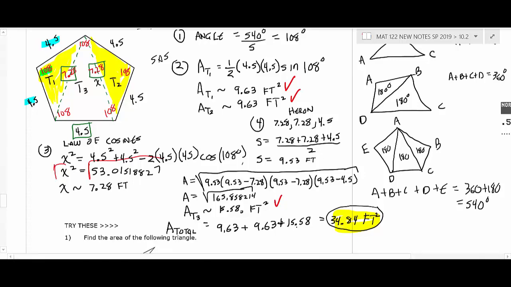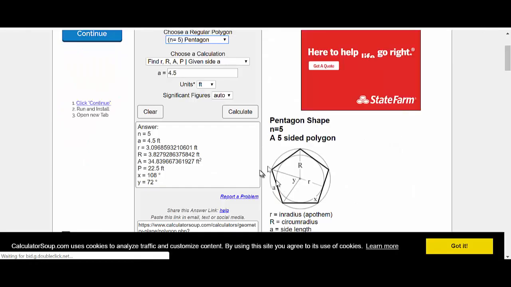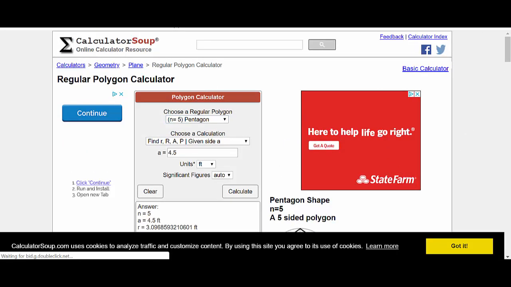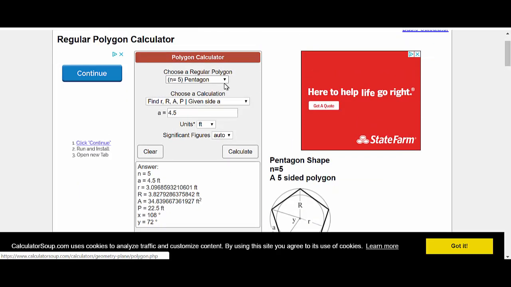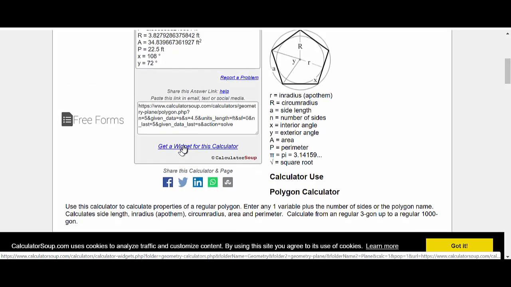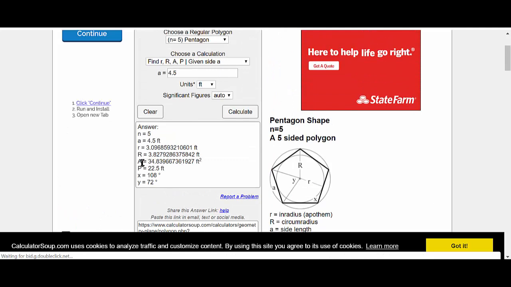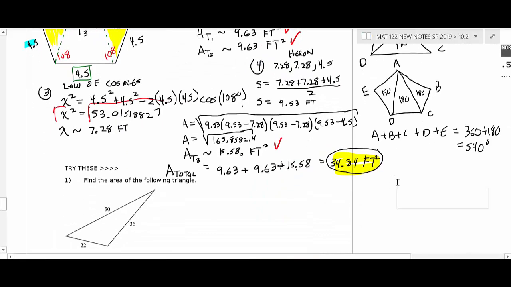So that's the answer. But I'm going to take you to this website that I found, and I'll put this on here. I just did a Google search on calculating the area of a regular pentagon, and I found this Calculator Soup, which is something I use a lot. So I've got a regular pentagon, and the side was 4.5 feet, so it automatically calculates the area for you. So that gives 34.84.